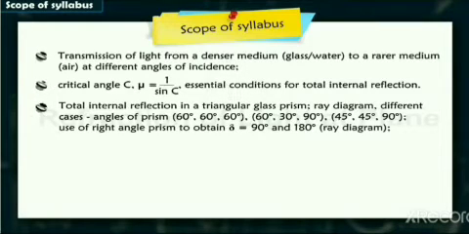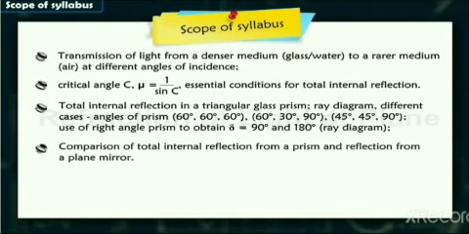Total internal reflection in a triangular glass prism. Ray diagram. Different cases. Angles of prism 60 degrees, 60 degrees, 60 degrees; 30 degrees, 60 degrees, 90 degrees; 45 degrees, 45 degrees, 90 degrees. Use of right angle prism to obtain deviation delta equal to 90 degrees and 180 degrees. Ray diagram. Comparison of total internal reflection from a prism and reflection from a plane mirror.